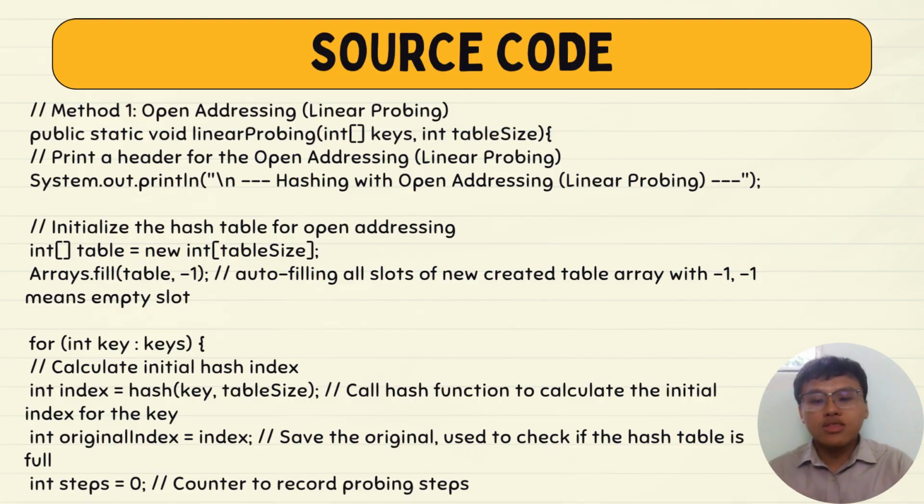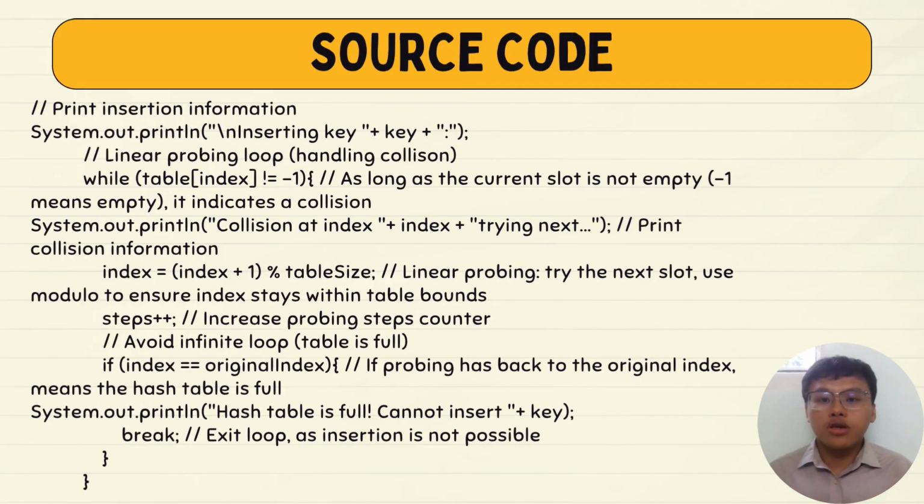So the next is the counter. Next, we print the insertion information using System.out.println, inserting key. This will show the insertion process. Then the linear probing loop handles collisions. We use a while loop. As long as the current slot is not empty, that is not -1, it indicates a collision. So we System.out.println collision at index, and so on, to print the collision information.